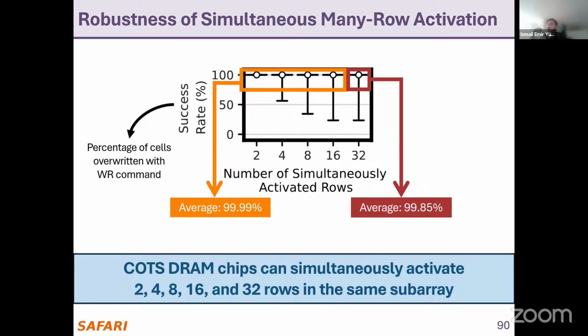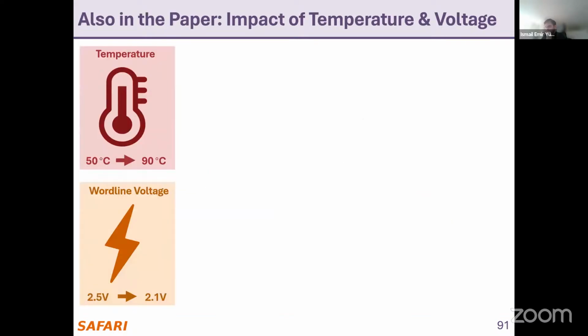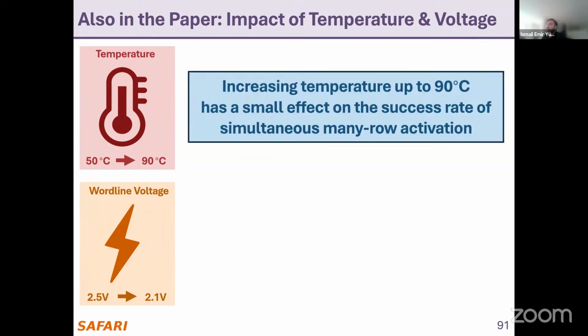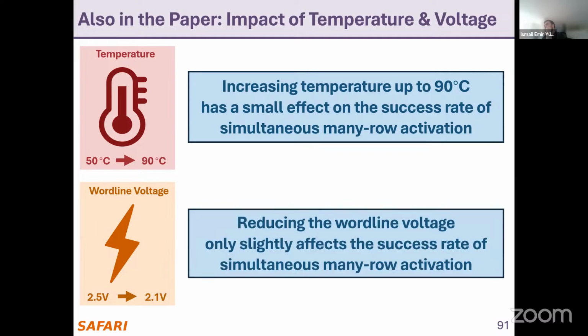As a result, we conclude that off-the-shelf DRAM chips can simultaneously activate 2, 4, 8, 16, and 32 rows in the same subrow. And in the paper, we also evaluate the impact of temperature and voltage. We observe that increasing temperature up to 90 degrees Celsius has a small effect on the success rate, and reducing word line voltage only slightly affects the success rate of simultaneous mini-row activation.